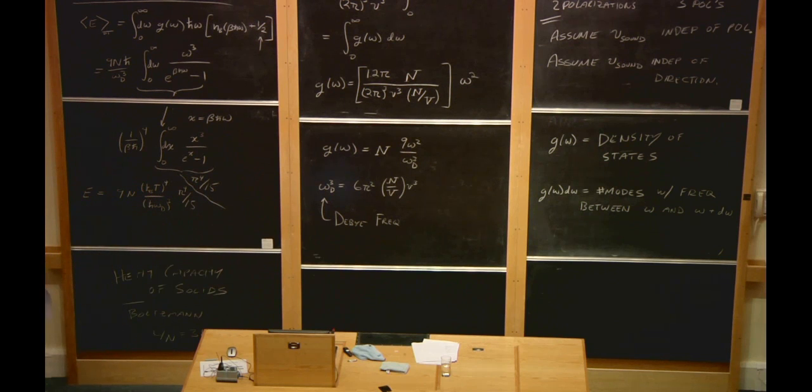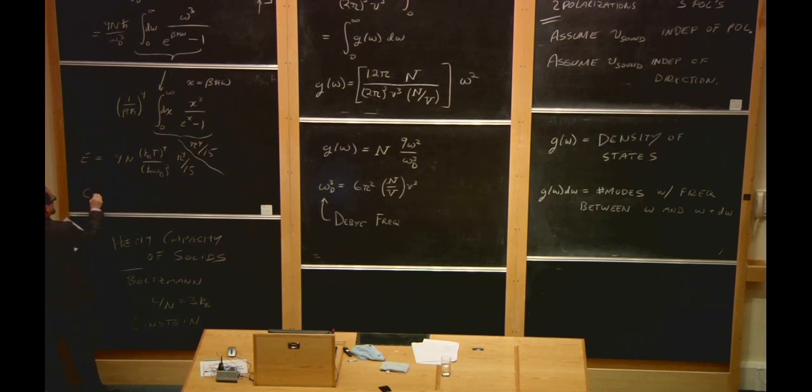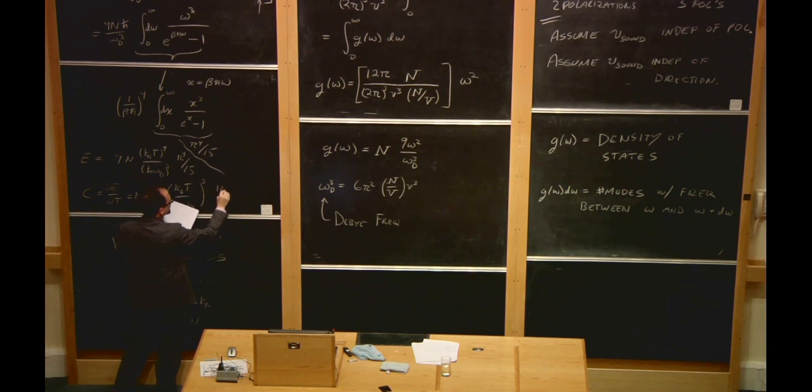Okay, good. And then, of course, we can differentiate this to get the heat capacity. Heat capacity is dE dT. And so it's n kB times kBT over h bar omega Debye cubed, cubed, and then, I guess, 12 pi to the 4th over 5. So that's the heat capacity.